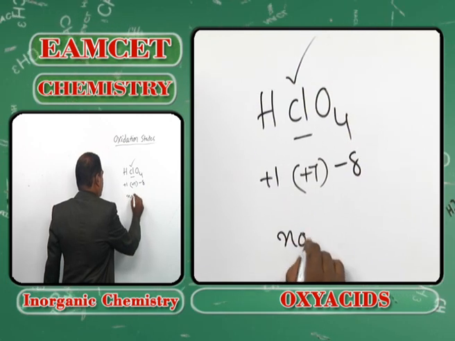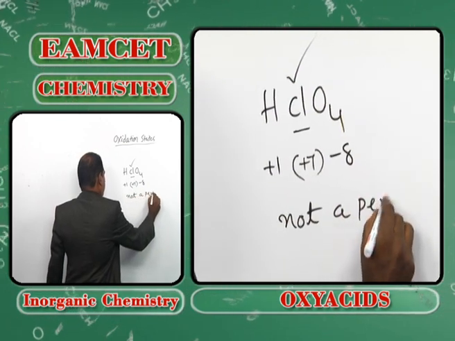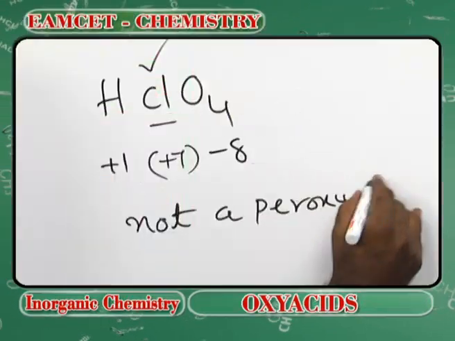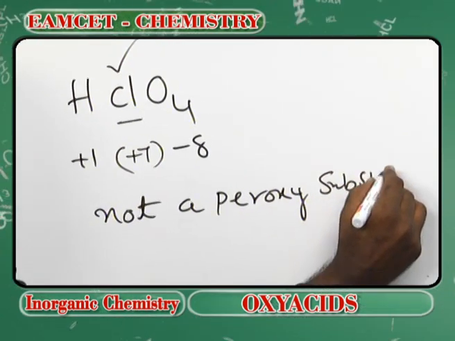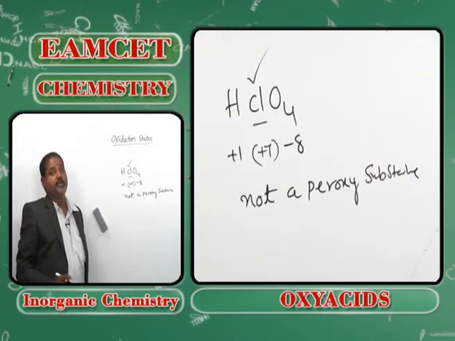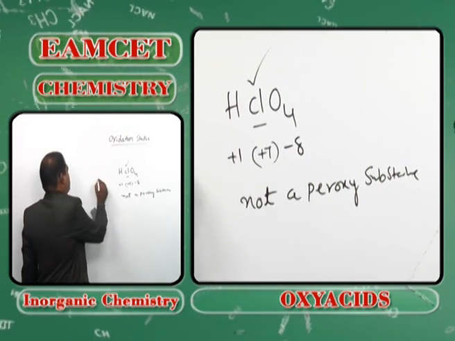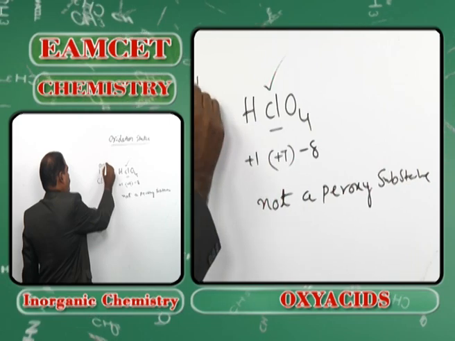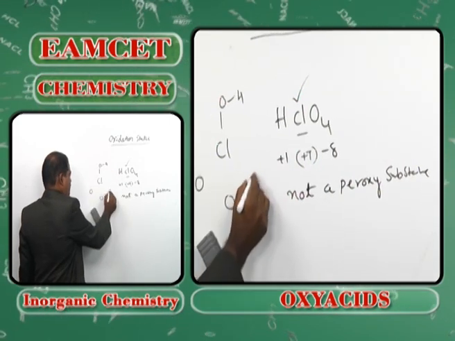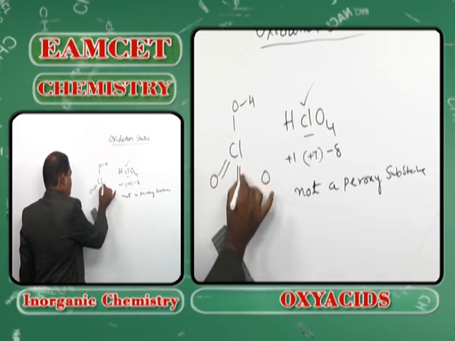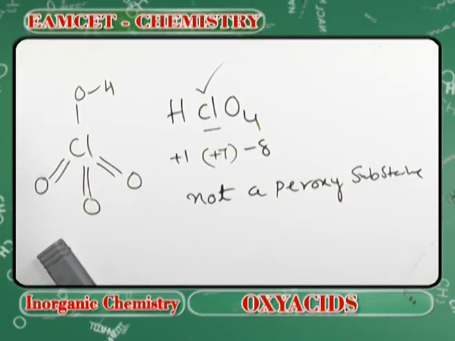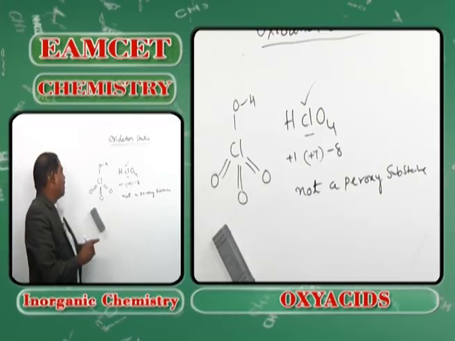Therefore this is not a peroxide. This is not a peroxy substance. What is that? This is not a substance that contains a peroxy bond. The O single bond O is not there. And moreover, we know the structure: 1 chlorine, 1 OH, 3 more oxygens which are forming 2 bonds each, right? So where is O single bond O? There is no oxygen-oxygen bond at all.